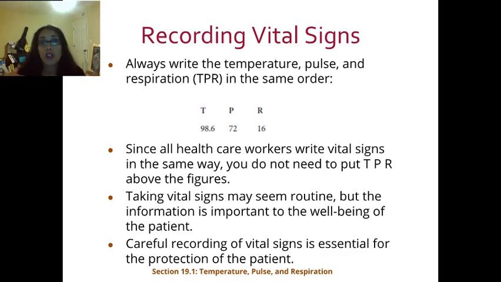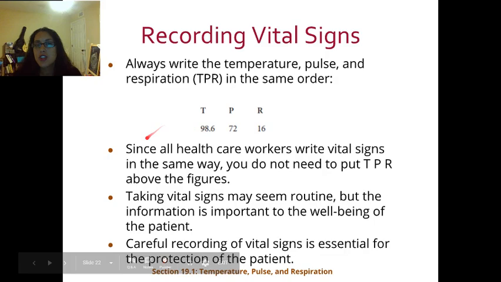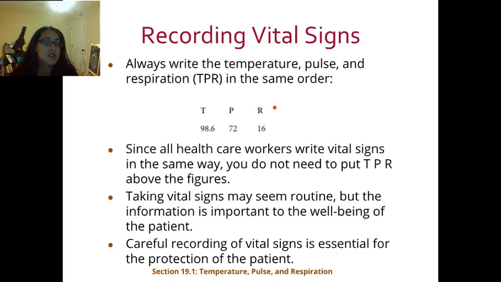So when you record the vital signs, you now know that we need temperature, pulse, and respiration, and sometimes pulse ox, but we're not there yet. Always write the temperature, pulse, and respiration in the same order, TPR. It's just easy. Everybody's going to know what it is. We need consistency across the board. Since all healthcare workers write the vital signs the same way, you do not need to write TPR above the figures. If you write 98.6, 72, and 16, and you didn't write all of this, I would automatically know what it is, because my assumption is TPR.